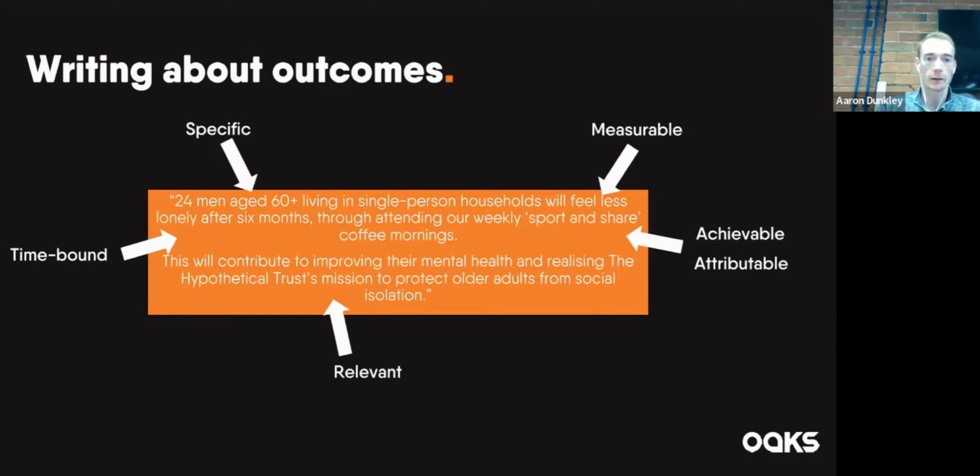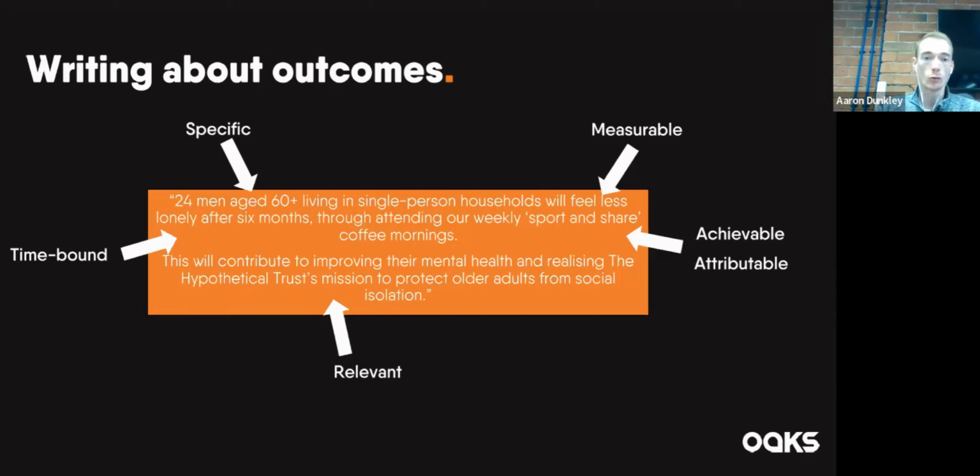As I keep saying, if you're applying for larger levels of funding, then more likely funders will be expecting specific target outcomes. It's measurable, so you can measure whether people feel less lonely through surveys, through interviews, focus groups. There are a number of accredited surveys out there they can get people to respond to. It's achievable, so it's realistic that the nature of the work you're doing focuses on the outcome, and it's attributable.